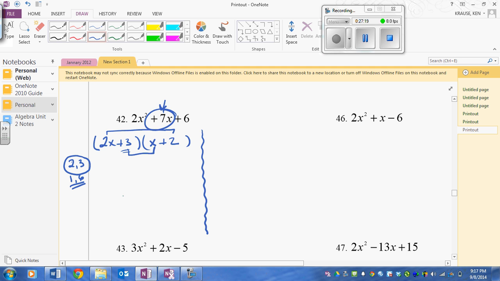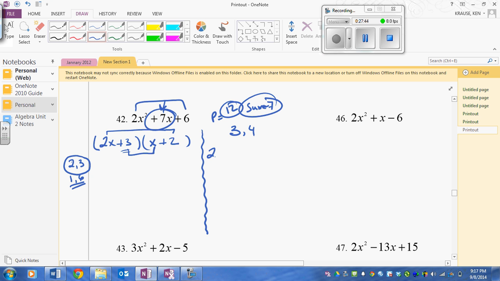Now we're going to do this using product sum. So the product equals 2 times 6, which is 12, and the sum equals 7. What product sum is, you need to pair numbers that add to 7 and multiply to 12, and that would be 3 and 4.